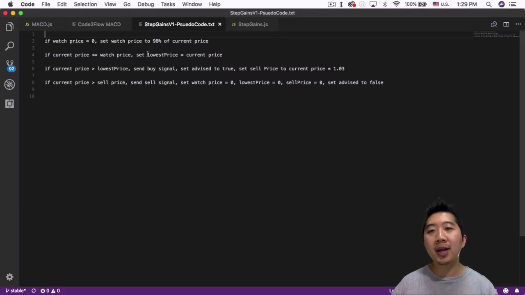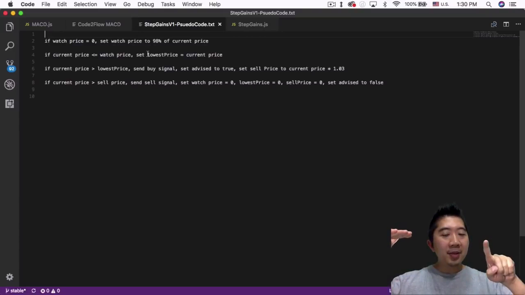Now if the current price is greater than the lowest price, send buy signal, set advise to true, and set sell price to current price times 1.03. So what it does right now is, now that we saw it come down and come back up again, it's realized, okay, it's not falling anymore. It came down, but it's not continually falling. So it means it's coming back up now.